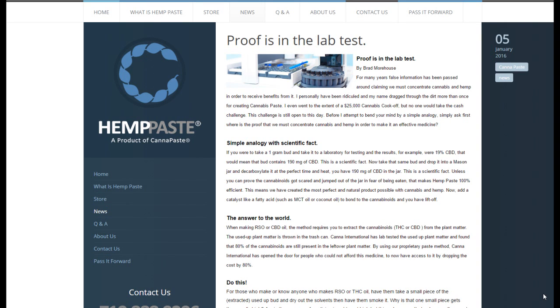If you look at the terpene levels, if you look at this right here on the output per pound, you get 80% more cannabinoids from 1 pound of cannabis. The only reason you would ever want to concentrate CBD or RSO is if you had a toothache. The CBD oil, when you put it on a toothache, is more concentrated, so it's a lot faster at getting rid of the toothache. But other than that, there's absolutely no reason to waste 80% of your product. Proof is in the lab test.